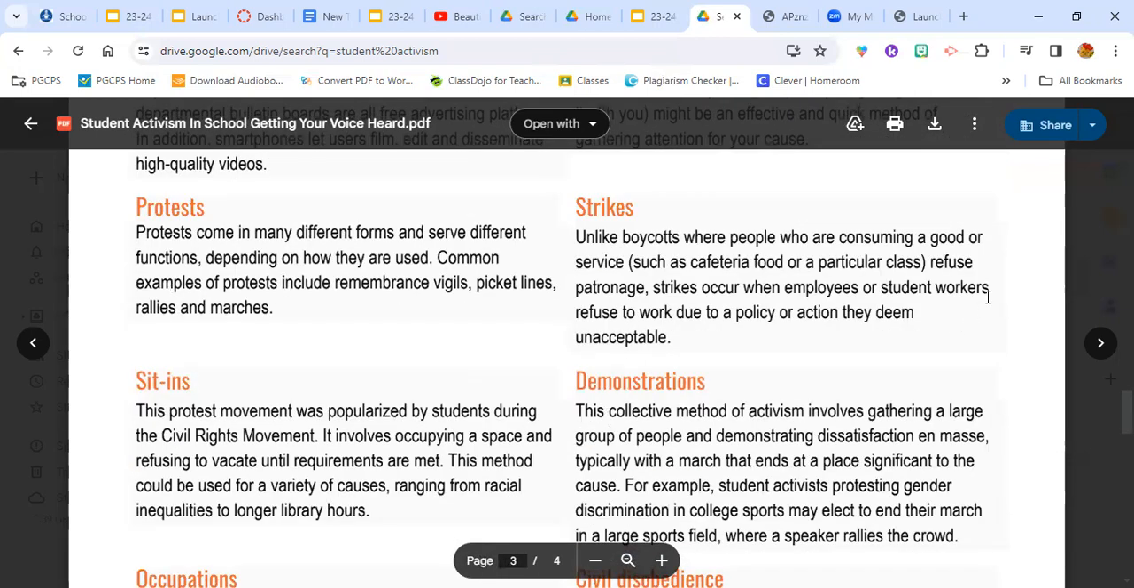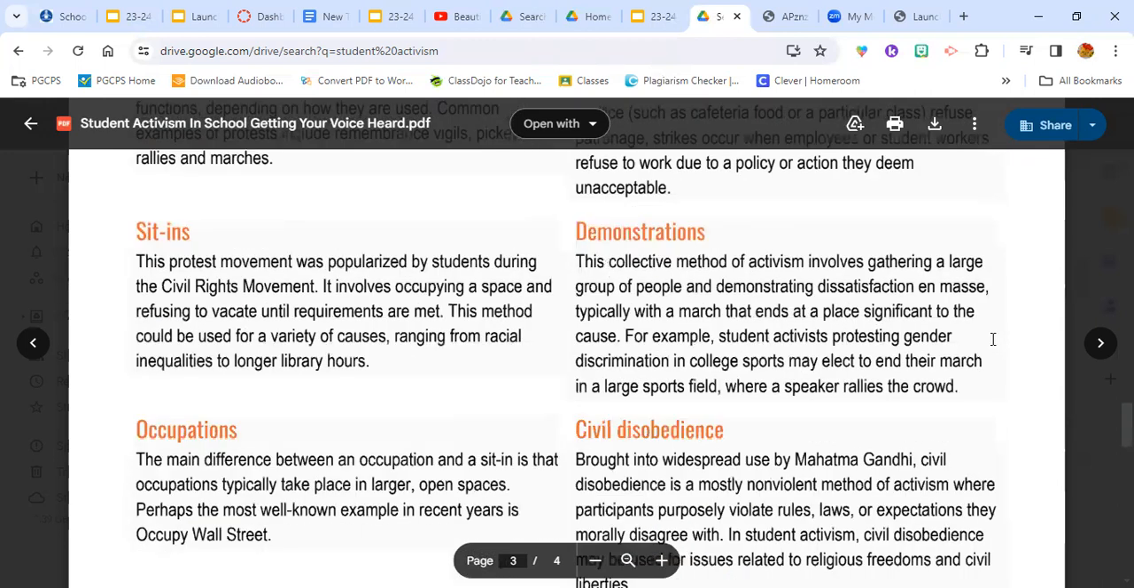Strikes. Unlike boycotts, where people are consuming a good or service, such as cafeteria food or a particular class, and refuse to patronize it, a strike occurs when employees or student workers refuse to work due to a policy or action they deem unacceptable.